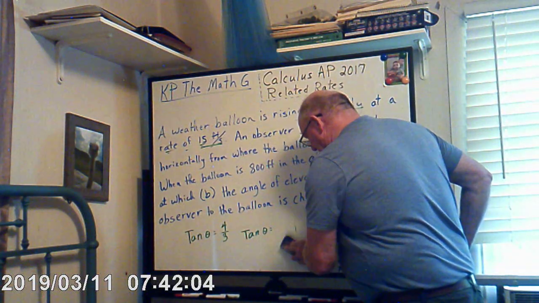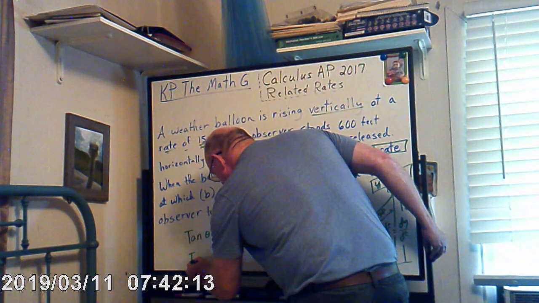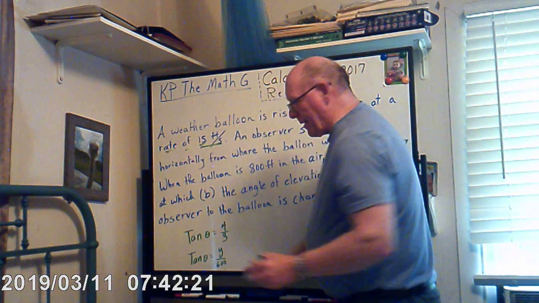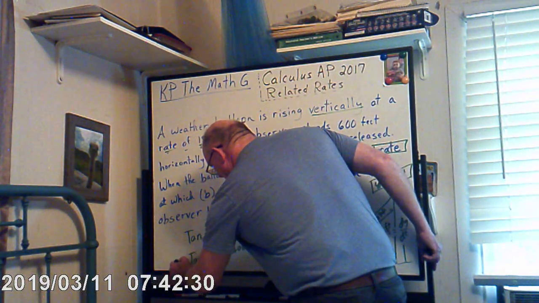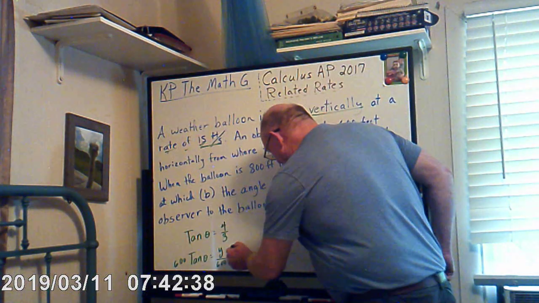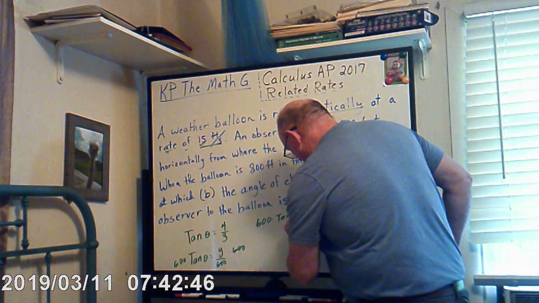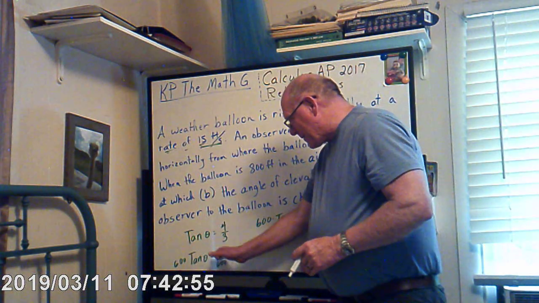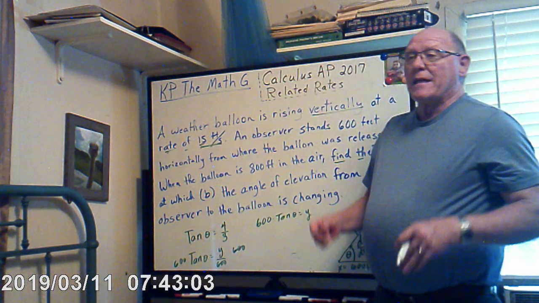Now, this is well over 600. Let's put it down here. Tangent theta. We could rewrite this by multiplying both sides by 600. We didn't have to do that, but I'm going to go ahead and do that. So we get 600 times the tangent of theta is equal to y. We didn't have to. I could have left this 600 right down here and just taken the derivative of both sides. The only way we're going to get to d theta over dt is to take the derivative of tangent.